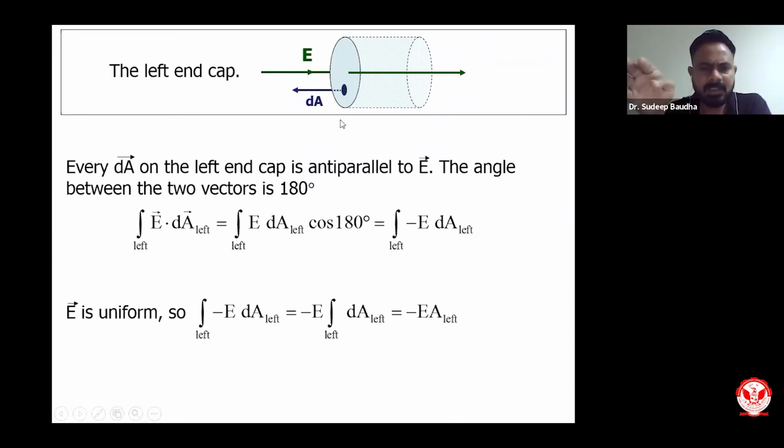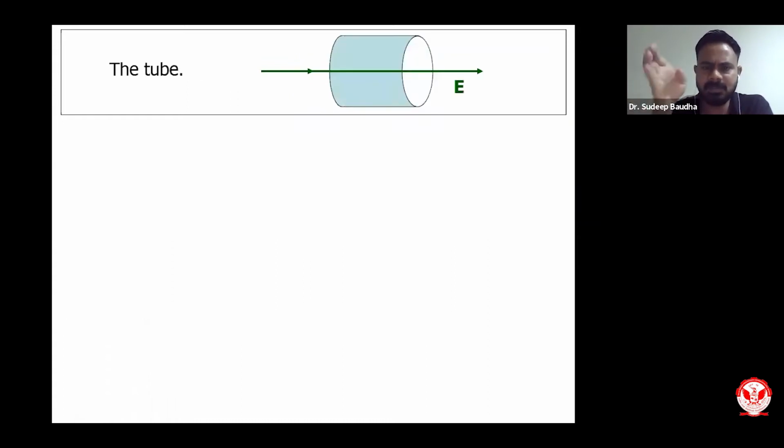Now I can integrate it, and on integration, I can simply write it as E times the actual area of this particular cap, that is the left cap, and I can write the electric flux as equivalent to minus EA left. So electric flux on the left cap is minus EA left. Now let us calculate for the second part. Now the second part is for the tube.